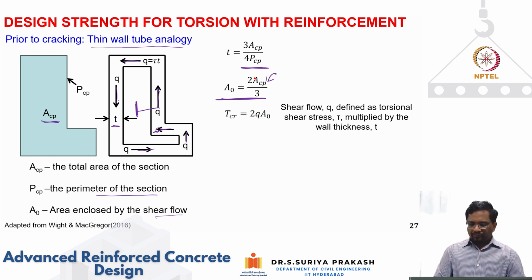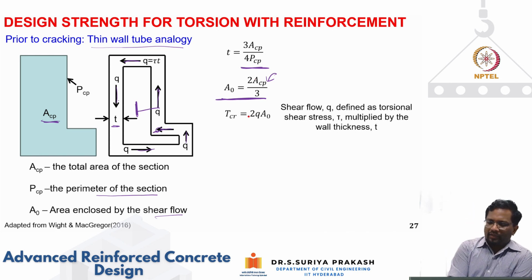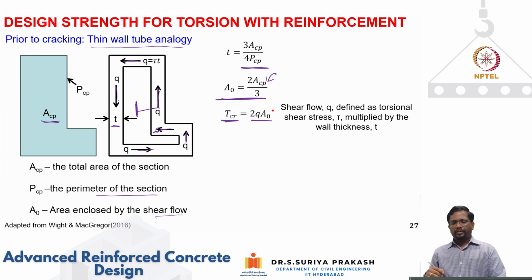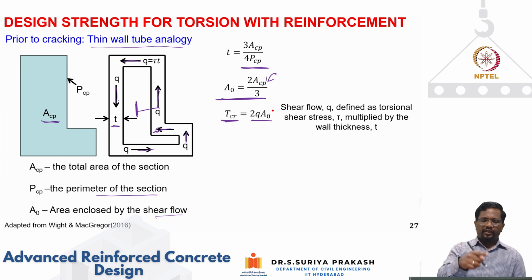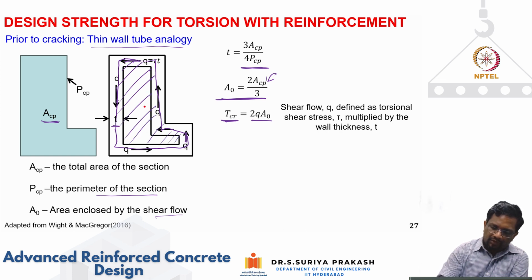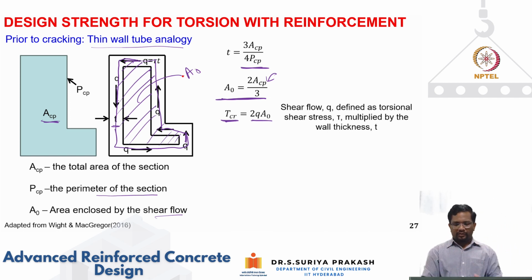Now, we have found that the cracking torsional moment can be given as 2 Q multiplied by A naught. That's what we assume from thin wall tube theory. So Q is your shear flow and A naught is your area enclosed within that thin tube. Again, in this case, what is A naught? If you go back, I assume everything to be like a centerline tube. So whatever area is within the center line of this tube is nothing but your A naught. This is your A naught, the area within that thin tube.